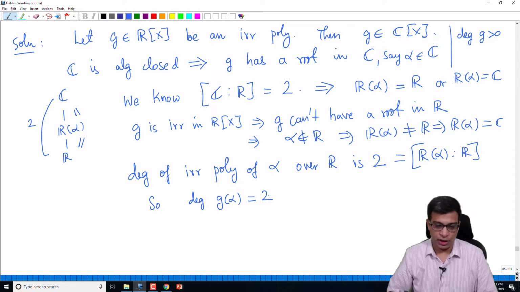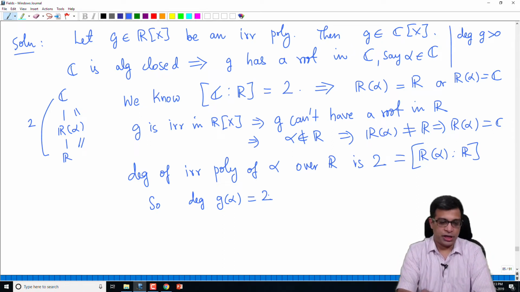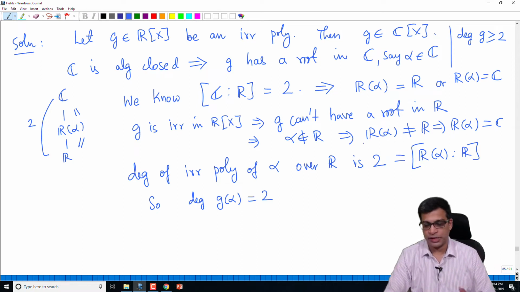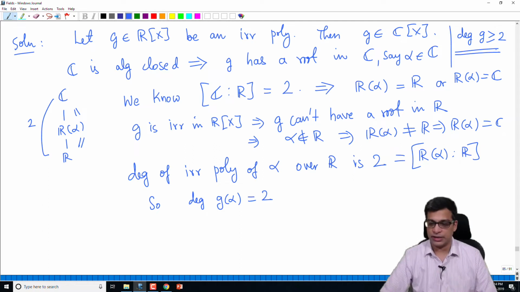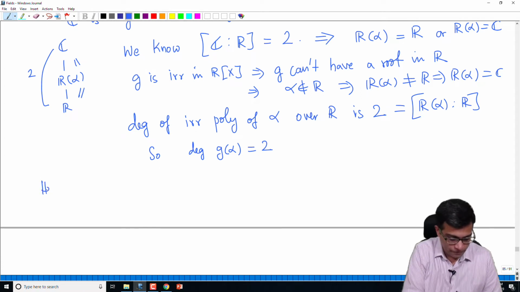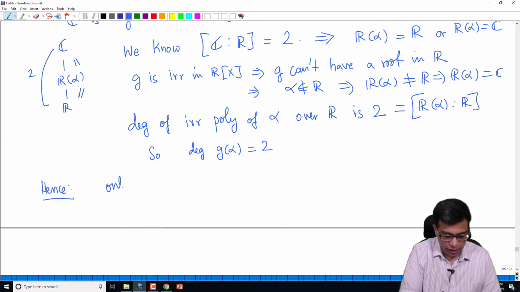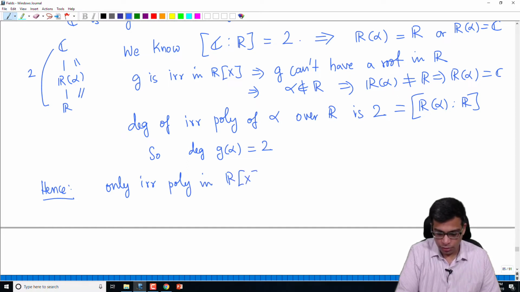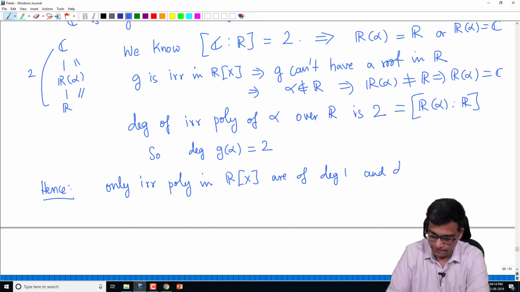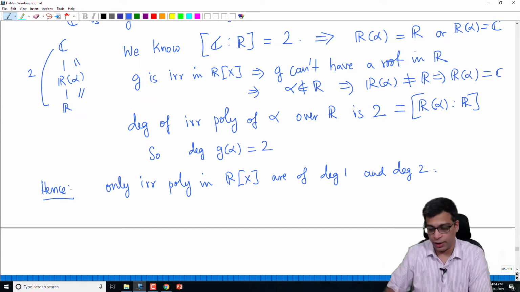Okay, so actually I should have said here that the degree of G is greater than or equal to 2, because if it is degree 1, there is nothing that we need to do. That case will correspond to R(alpha) equal to R, which means alpha is already in R. So assume that the degree of G is at least 2. Then we have concluded that it must be exactly equal to 2. Hence, the only irreducible polynomials in R[x] are of degree 1 and degree 2. These are the only possible degrees for irreducible polynomials.